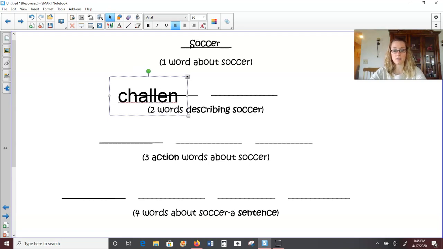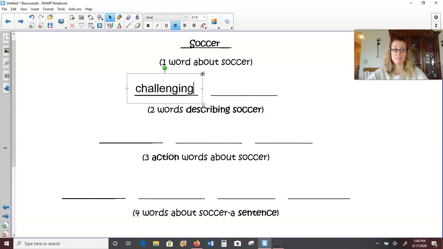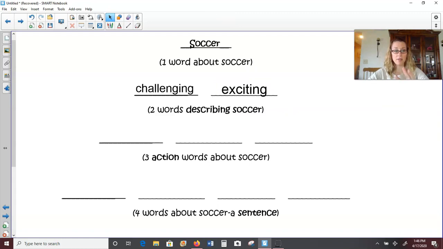Challenging could be an adjective to describe soccer. And sometimes the challenge with coming up with these words is keeping them as one word. Like I wanted to say hardworking, but that's two words. So soccer, challenging. How about just exciting? Okay, and then the third line has to have three words, and these are going to be action words.